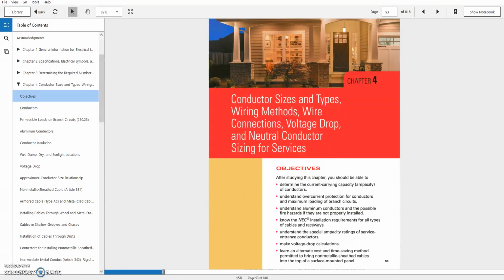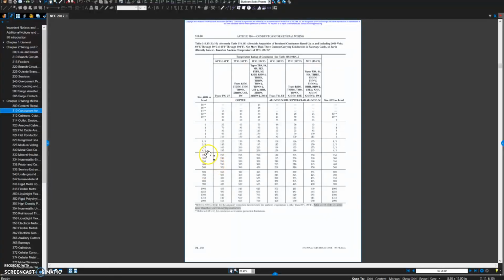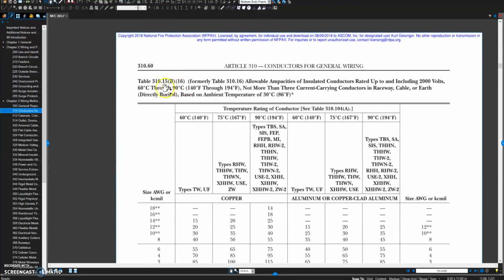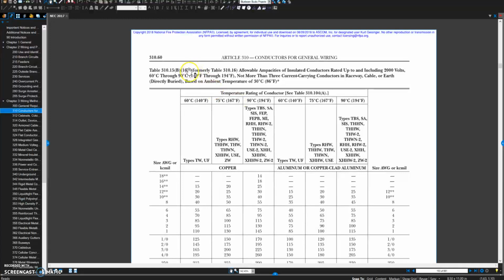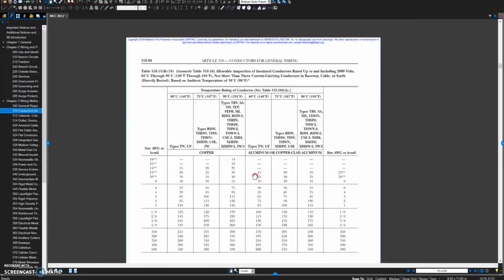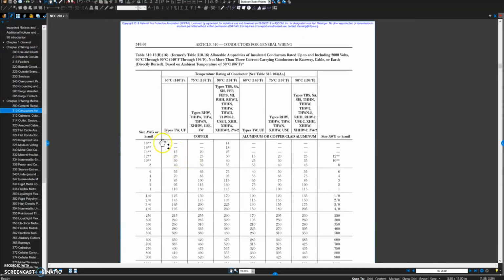I do want to spend some time here because we're going to spend a lot of time in our code book at this point. In particular, we're going to introduce ourselves to table 310.15(B)(16). Very important table. If you're going to memorize one code table, this would be a good one. I suggest you try to commit that to memory, or at least get pretty familiar with where it's at and how to find it. So what you're going to see here is essentially how much ampacity any given wire size can handle safely at various temperature ratings.